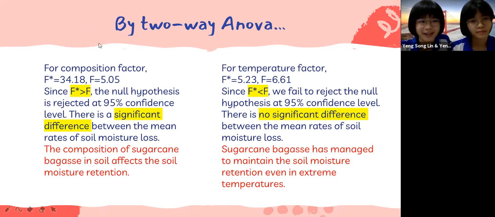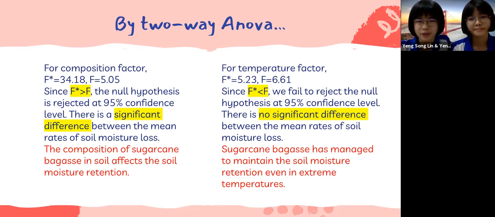For the composition factor, we found out that there is a significant difference between the mean rates of soil moisture loss. What does this mean? This tells us that for different compositions, the soil moisture retained has a significant difference, meaning that different compositions of sugarcane bagasse in soil affected the soil moisture retained.